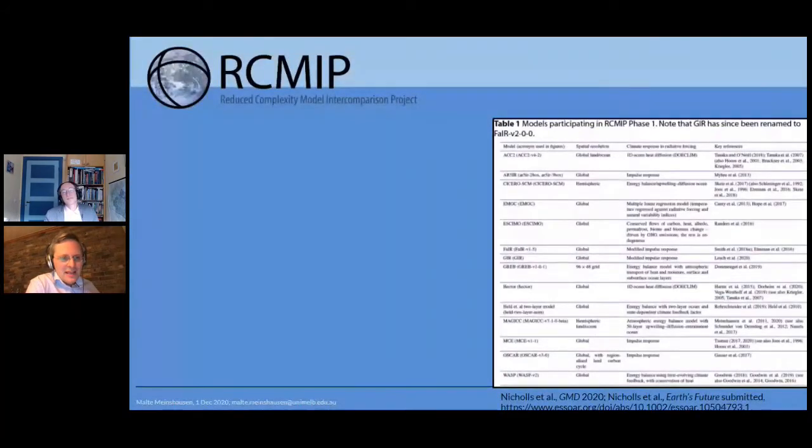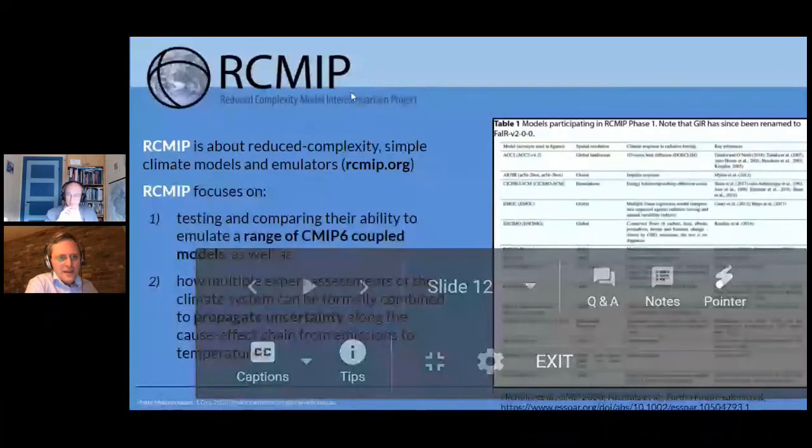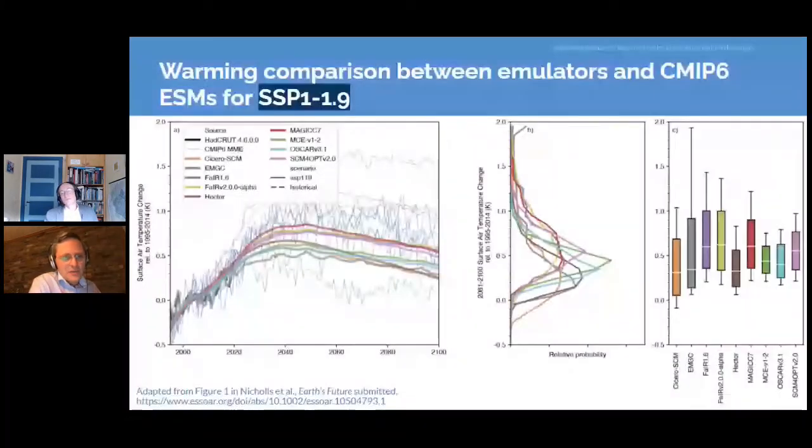One great place to start if you want to learn more about the different emulators on the market is the Reduced Complexity Model Intercomparison Project, rcmip.org. The purpose of the RCMIP is to ask how well they do against the CMIP6 models, and second, how do they combine multiple lines of evidence. Here you see a result, the probabilistic versions in RCMIP phase 2 for the SSP 119 scenario. The little lines in the background are the CMIP6 models, and the medians are shown in that left plot. This is a temperature evolution. The red line here is MAGIC, and there are a bunch of other climate model emulators.